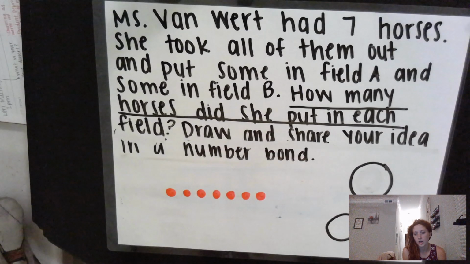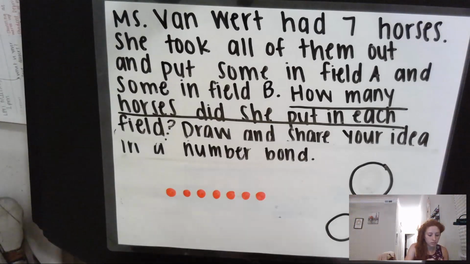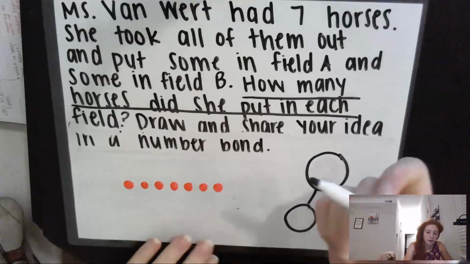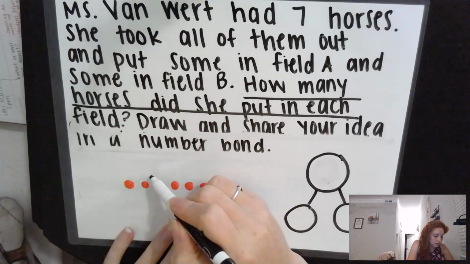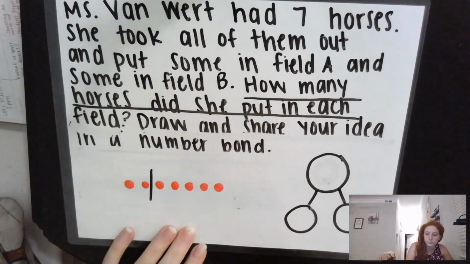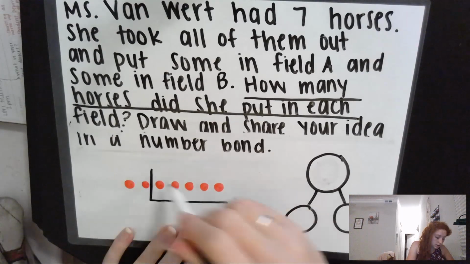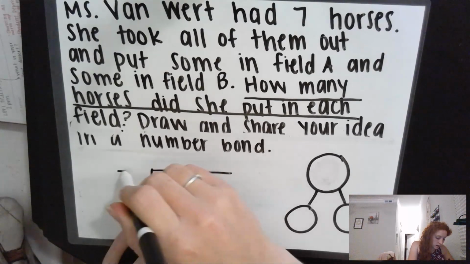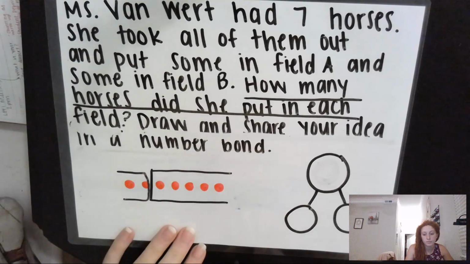Alright, now I'm unfrozen again. So I was saying we are just going to split it up however we see it. So I'm just going to go like this. I'm going to take my marker and split it right here. Okay, so I'm going to say that this is a group and this is a group.